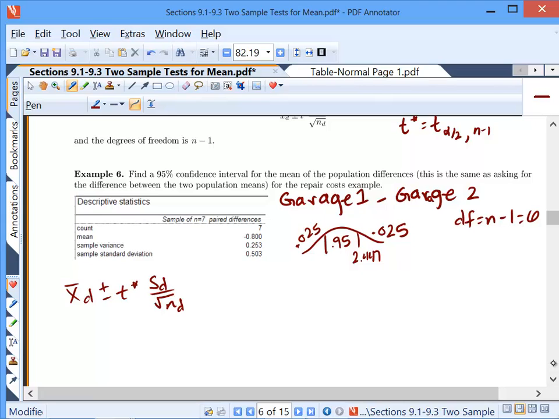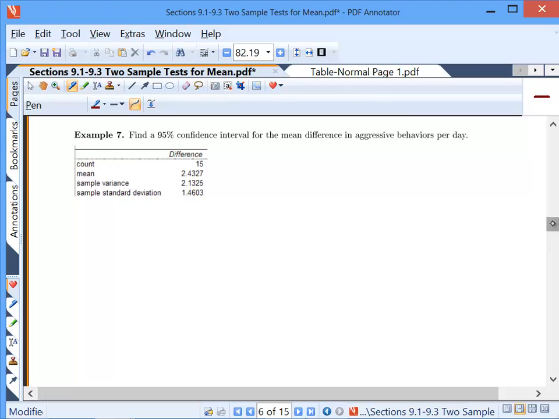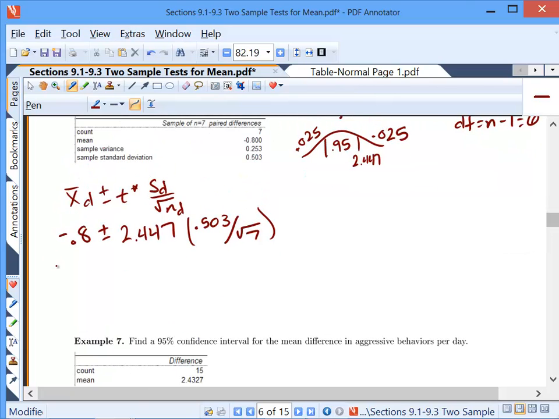So my mean for my differences was negative 0.8 plus or minus my critical point of 2.447 times standard deviation 0.503 over the square root of sample size, which was 7. Again, exact same formula we've used before. All that we've done is just remember we're doing it for differences.